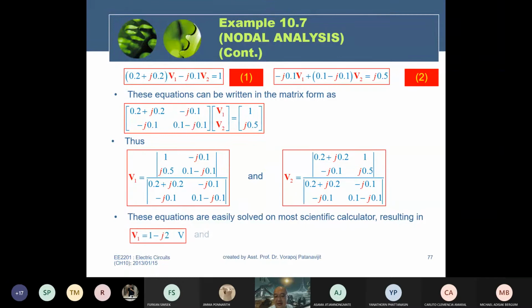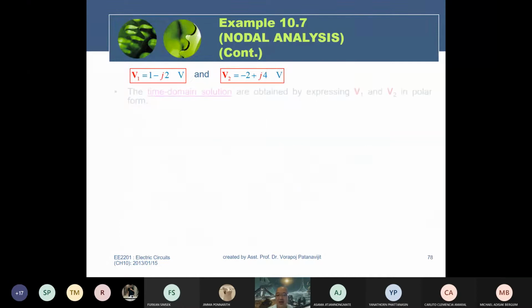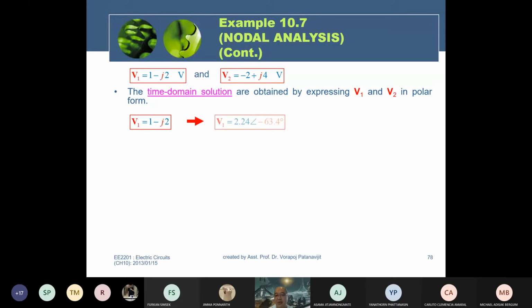This equation is easily solved on most scientific calculators or by hand, and the result is V1 equals 1 minus 2j volts, V2 equals minus 2 plus 4j. If you would like to determine the time domain solution, you can obtain it by expressing V1 and V2 in polar form first. Converting V1 to polar form gives 2.2 at minus 63.4 degrees, which in sinusoidal form is 2.2 cos omega t minus 63.4 degrees.